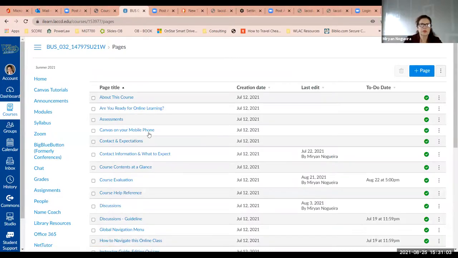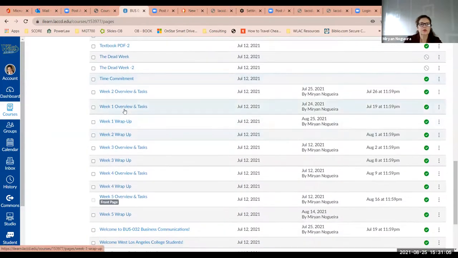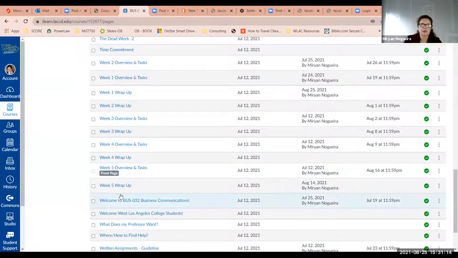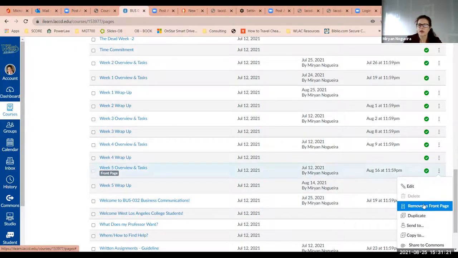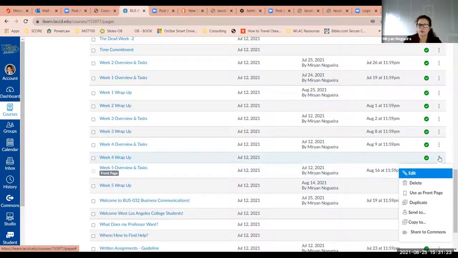So here on the bottom, I have week one overview, week one wrap up, week two overview, and so on. I have all those pages, and all I have to do on a Sunday or on a Saturday, whichever day I choose, is go on the right-hand side over here and say use as front page. The moment I use as front page, every time the student clicks on home, or if they log into Canvas right away, that's what they see. They see that front page right away.